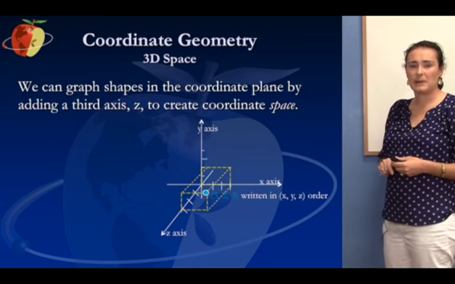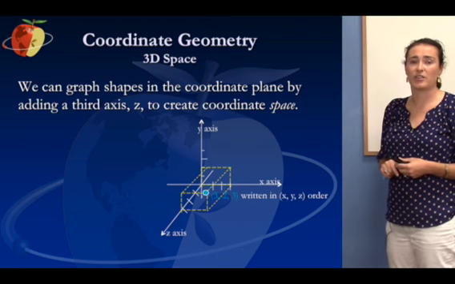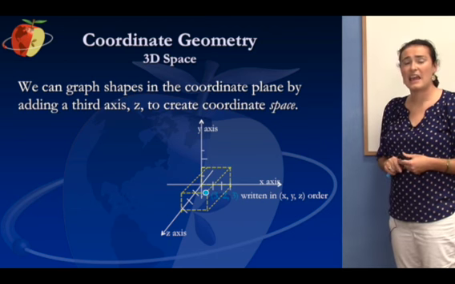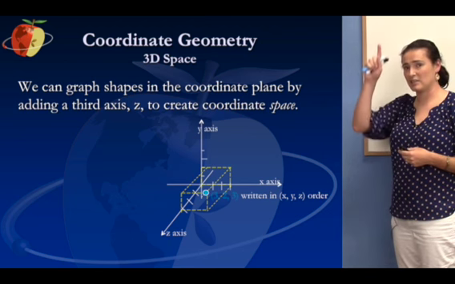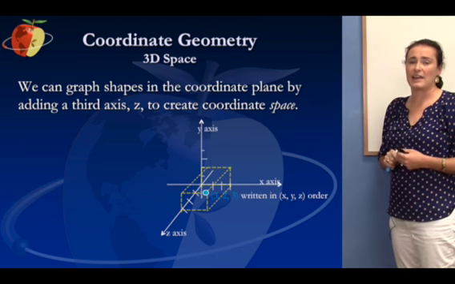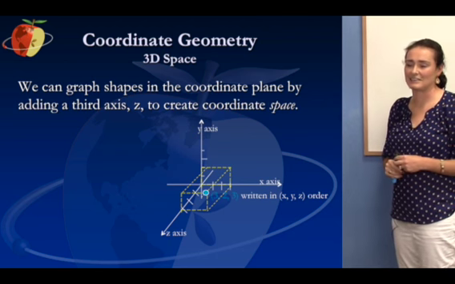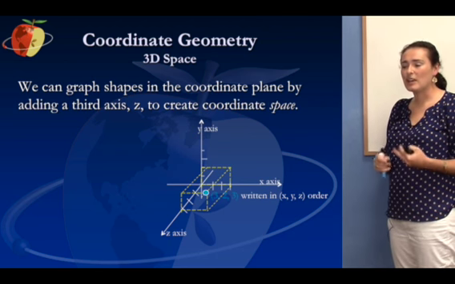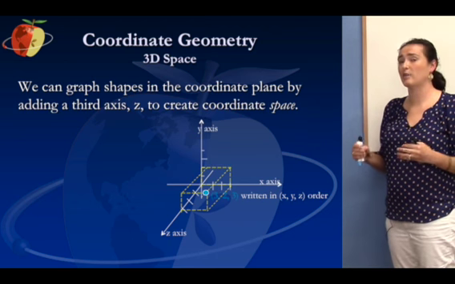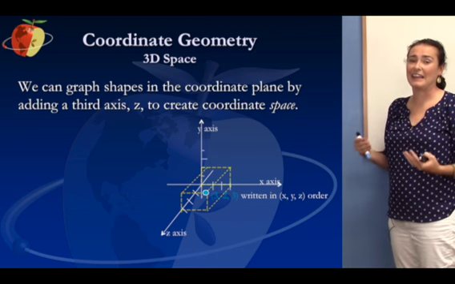We can also graph shapes in a 3D coordinate plane if we add a third axis called the z-axis. The way we draw these usually is by starting with x and y with the right angles, and then we have a diagonal going down to the left for the z-axis, like you see on your slide. And so each point now doesn't just have x, y coordinates, it has x, y, and z.